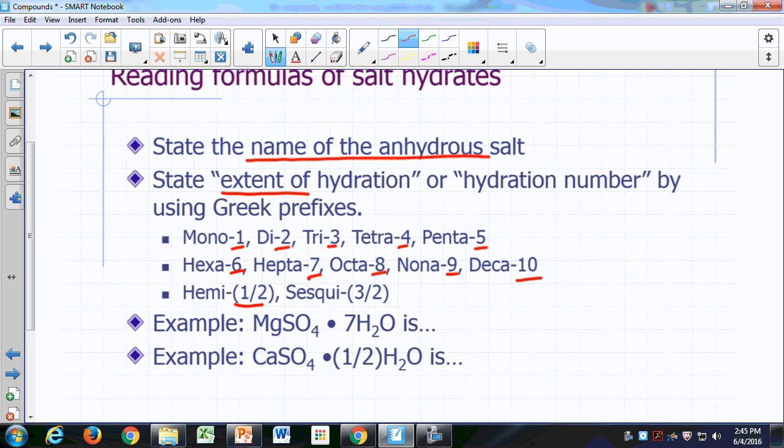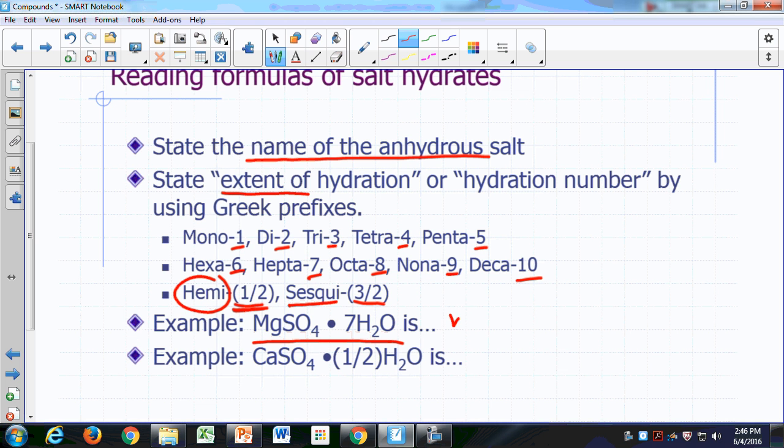You'll also commonly encounter 1/2 as a prefix in the formula of the hydrate, and the prefix for that is hemi, like a hemisphere is half a sphere. And for 3/2, you might also see the prefix sesqui. Like if we have a sesquicentennial anniversary, what would that be? 3/2 times 100 is 1.5 times 100. That's 150 years. Sesquicentennial is a 150-year anniversary. So sesqui means 3/2.